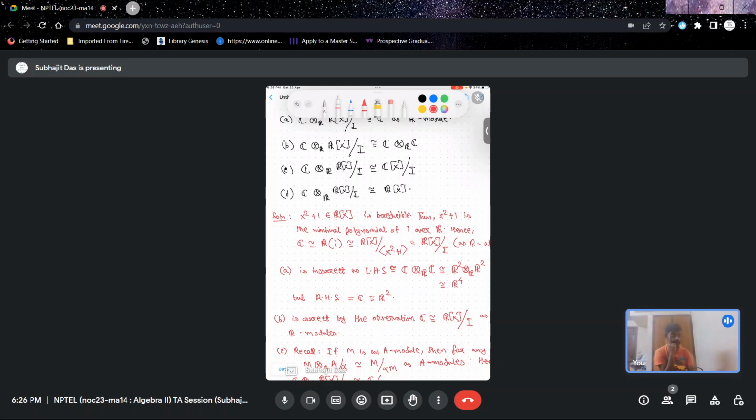So C[x] mod I is an R vector space for sure. The right hand side is an R vector space of dimension 4, or of dimension 2 over C. The left hand side is a two-dimensional vector space over C. What about this one?